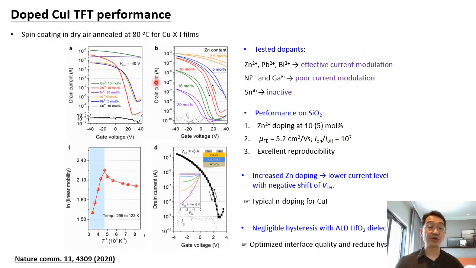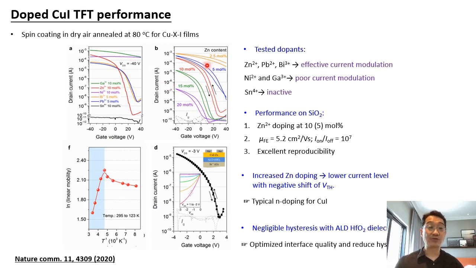So we measured the transfer and output characteristics of transistors with various doped copper iodide films. As you can see in this transfer curve, the 10 mole% zinc-doped copper iodide film shows very successful transistor operation and a large on-off ratio. Zinc, lead, and bismuth show effective current modulation, but nickel and gallium show no current modulation observed.